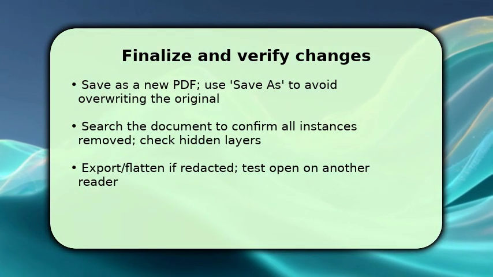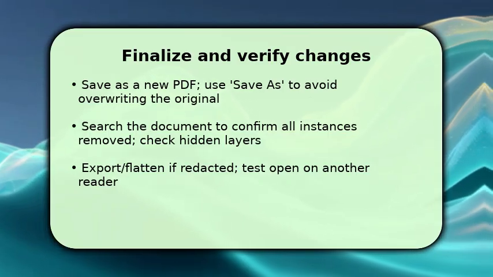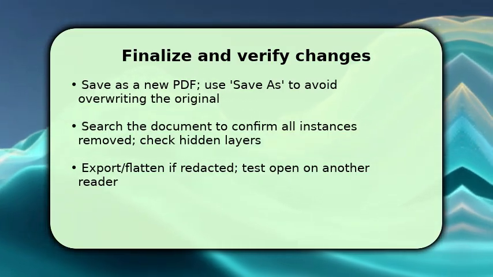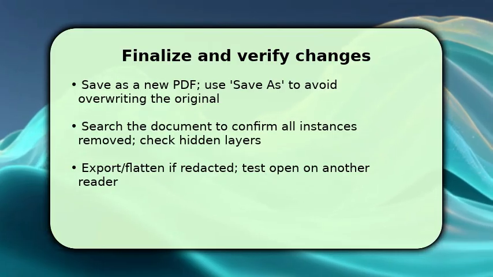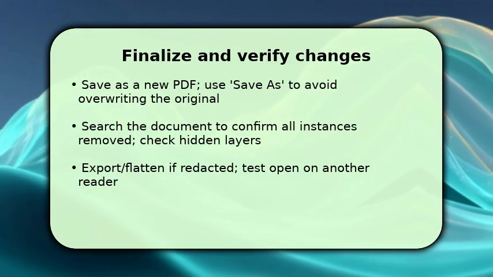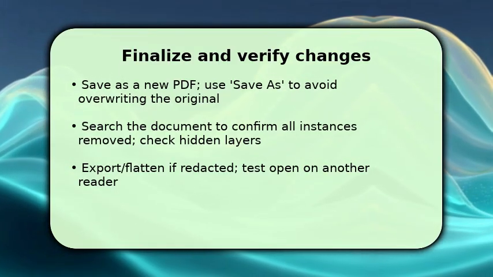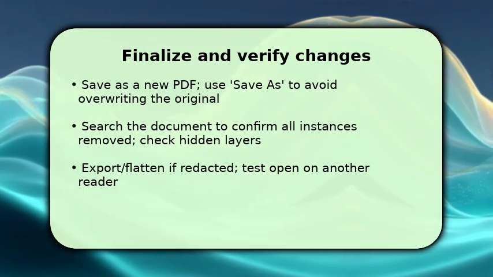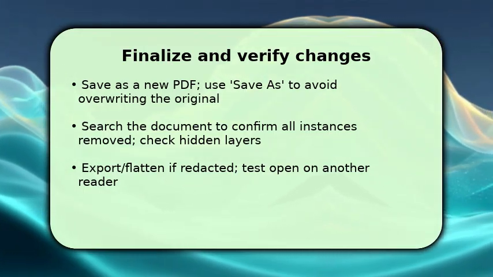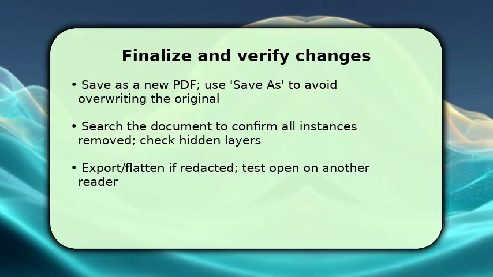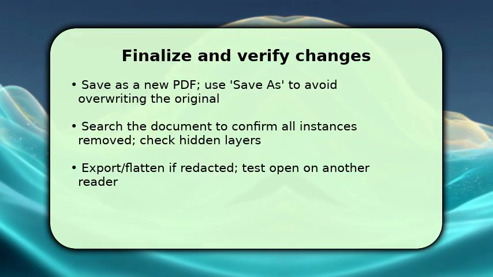Search the entire document to confirm every instance of the word is removed and inspect layers or comments that might hide text. If you used redaction, export or flatten the PDF to make masking permanent and irreversible. Once done, open the final file in a different reader to verify appearance and searchability. If something looks off, revert to the copy and correct font or.